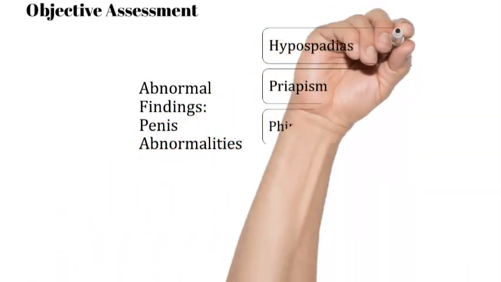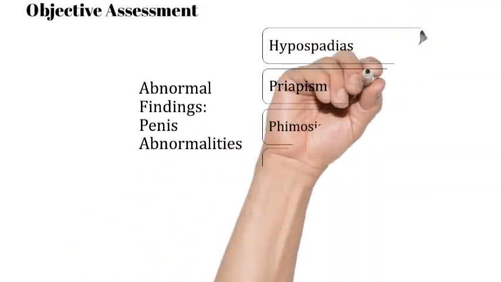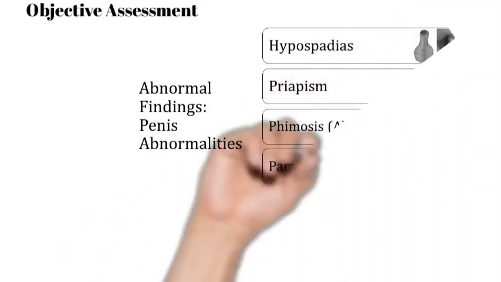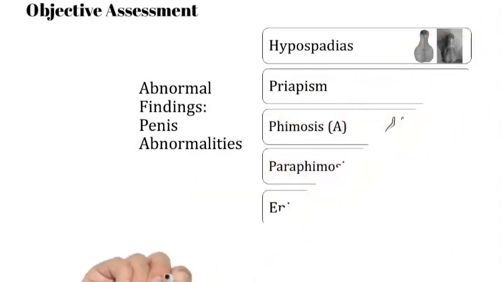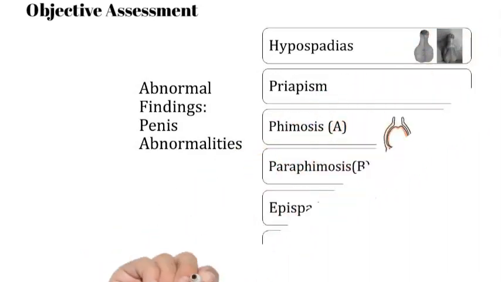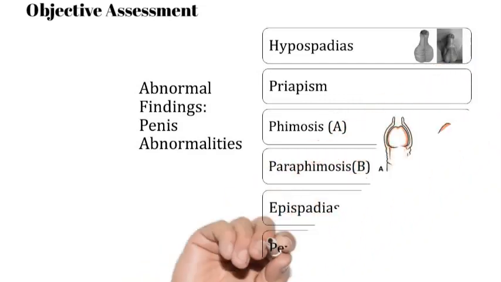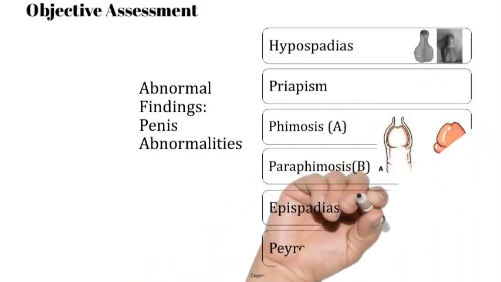Phimosis, a condition in which the foreskin cannot be retracted over the head of the penis, leading to difficulty with hygiene and increased risk of infection. Paraphimosis, a medical emergency in which the foreskin becomes trapped behind the head of the penis, leading to swelling and constriction of blood flow to the area.